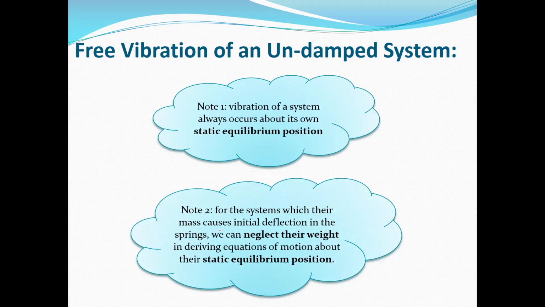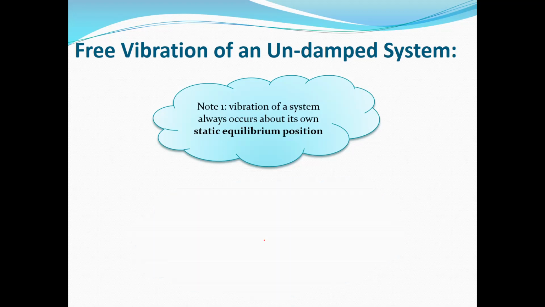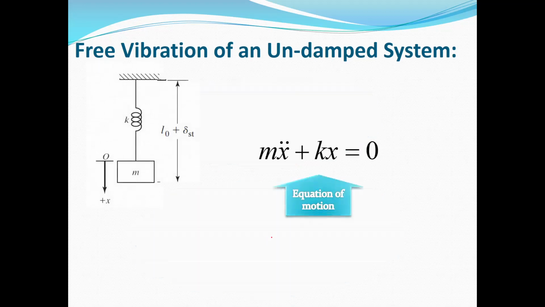we can neglect the weight in the governing equations, in Newton's second law of motion, for example. And also we need to neglect the static equilibrium position. So in this case, when you want to extract the governing equation for this system, you can neglect this delta, and you can write the governing equation about the equilibrium position, and also you need to neglect the weight in your Newton's second law.